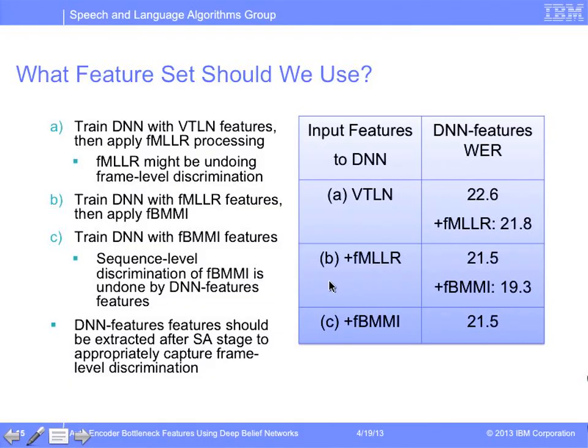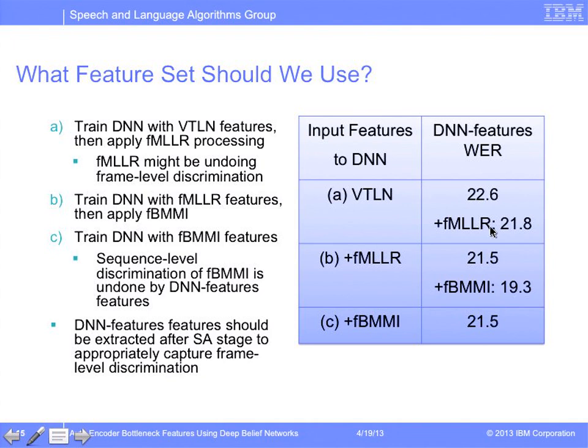So if we just compare this line here to this line, 21.8 to 21.5, that's about the same level of processing that's done on the features, though the order is slightly different. What you can see is that if you train the network with FMLR and then extract the bottleneck features, this is much better than getting the bottleneck features and then doing FMLR on top.